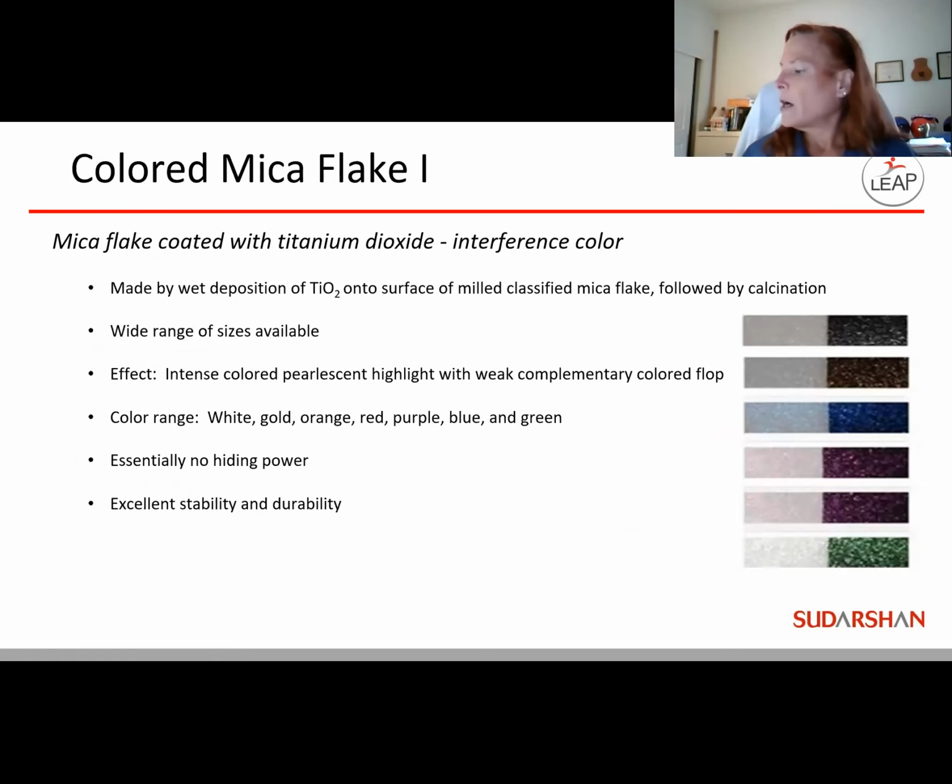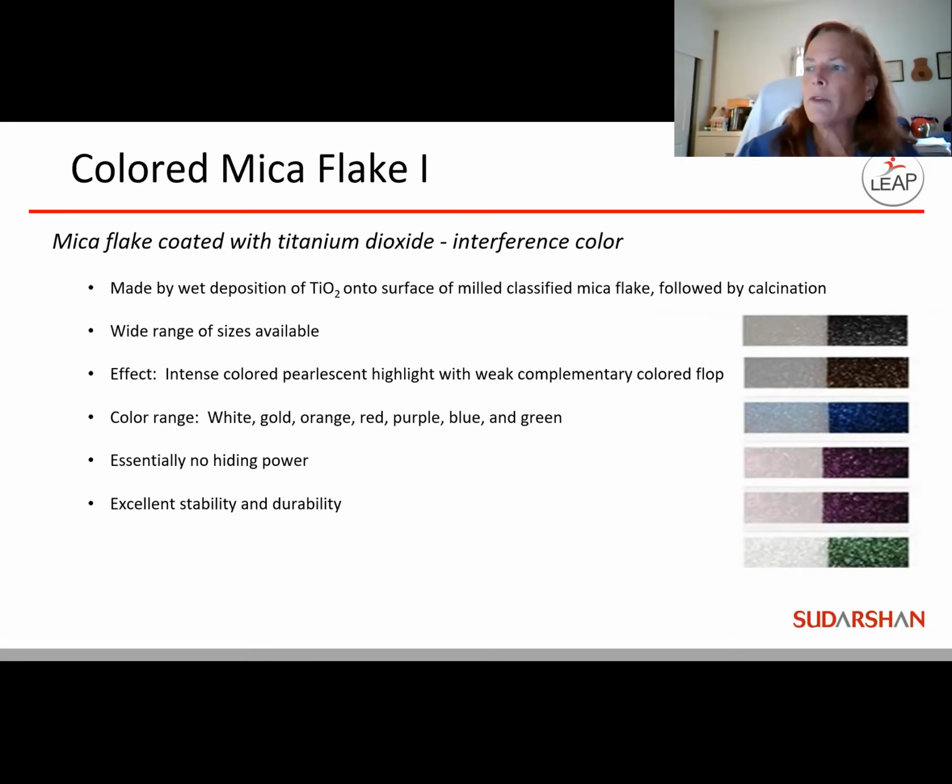Just some of the categories with respect to micas. The first category has been termed interference colors. These are those that are coated with titanium dioxide that is deposited onto the surface and then calcined in place. Certainly a wide range of sizes that are available in this class of pigments. The effect that you get is more of a highlight color with a weak complementary colored flop.